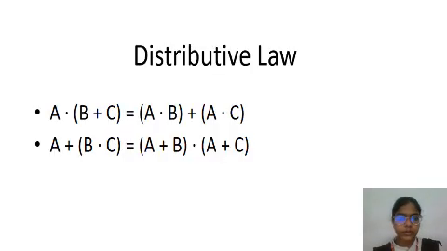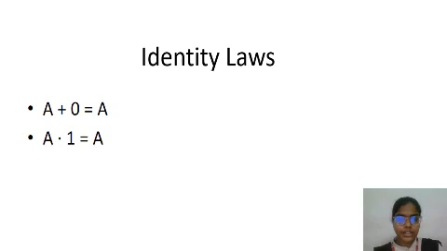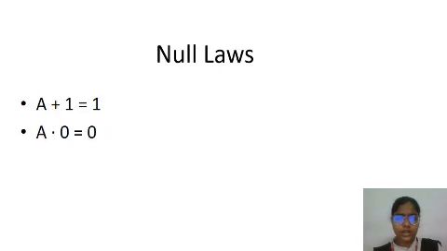Distributive law. A into B plus C is equal to A into B plus A into C. And the second is A plus B into C is equal to A plus B into A plus C. Identity law. A plus 0 is equal to A. And the next one is A into 1 is equal to A. Null laws. A plus 1 is equal to 1 and A dot 0 is equal to 0.